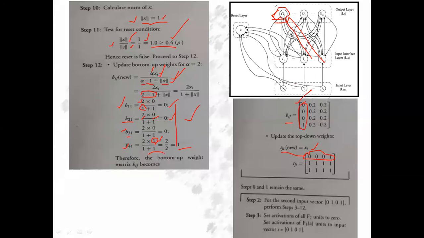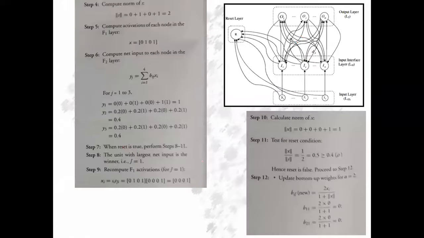Now go to the second pattern, pick it as equal to 0 1 0 1. Activate the first layer, that is the input layer, by following that s is equal to 0 1 0 1. Calculate the norm of s, meaning when s is represented like this, then it becomes 0 plus 1 plus 0 plus 1, equal to 2.